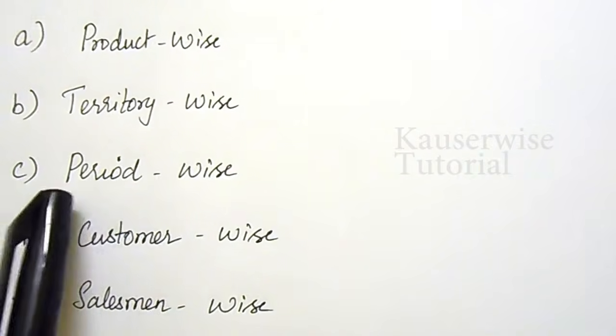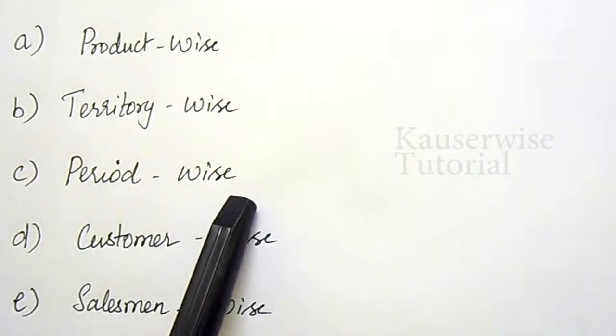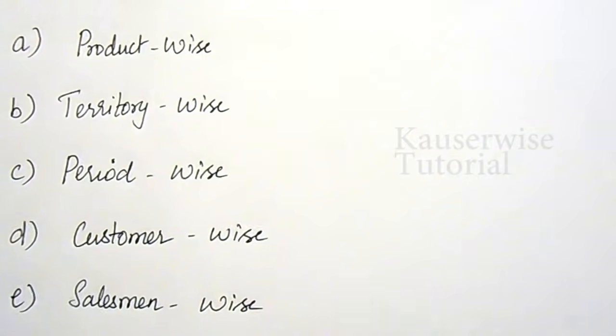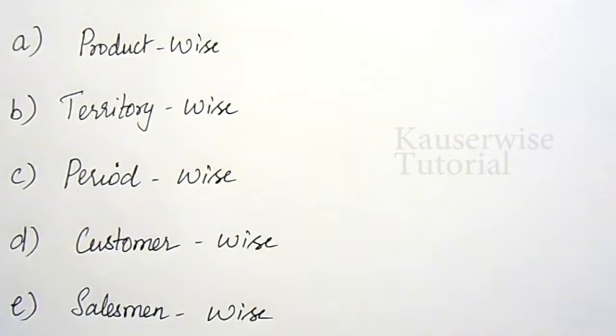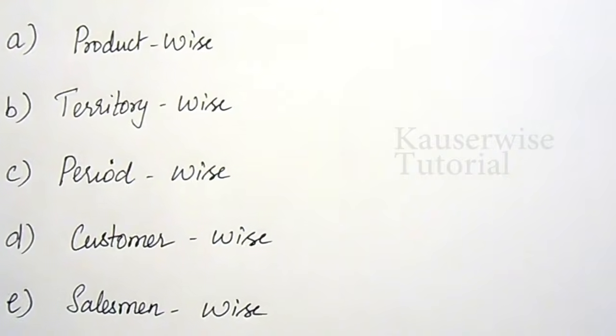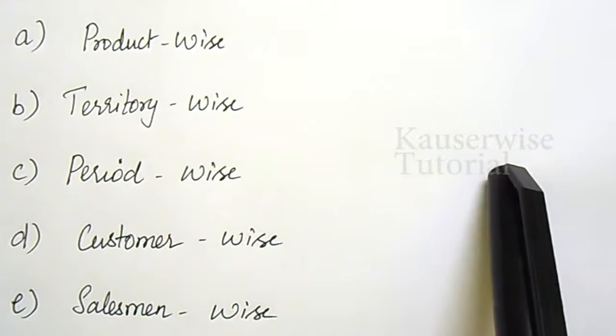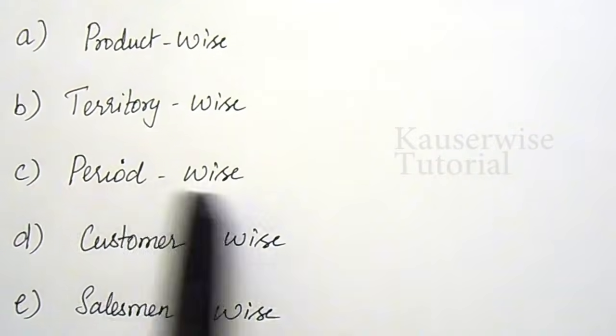And the third one is period wise. Period wise means according to period. For example, sales budget for a week, or sales budget for a month, or sales budget for a quarter, or sales budget for yearly. So in such case you need to have a budget according to period wise.